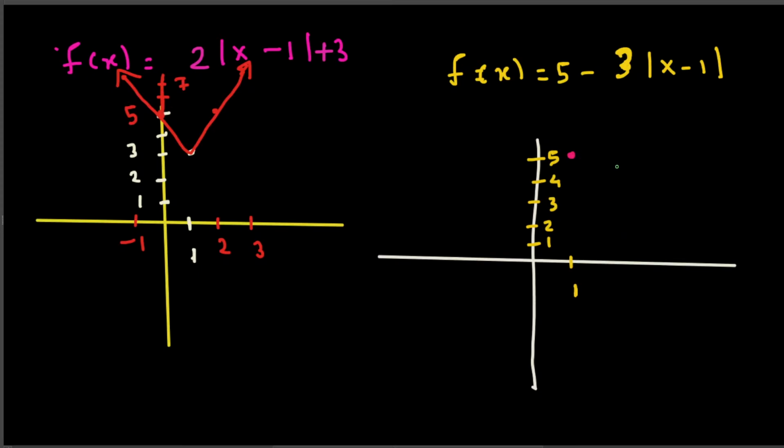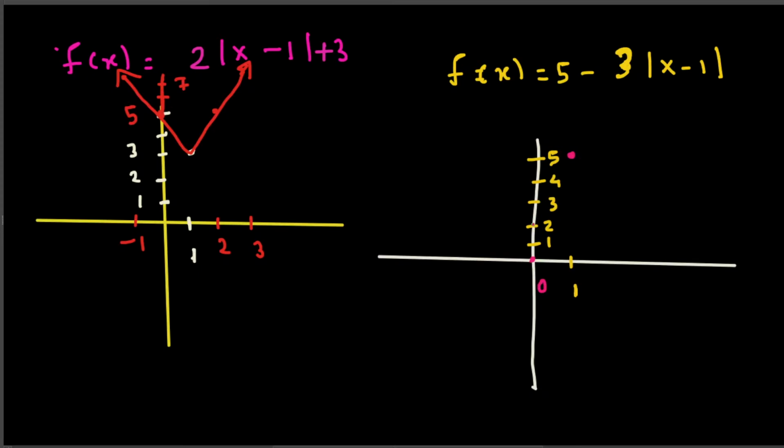Also, this is going to be opening down because there's a negative in front of this absolute value function. So it's going to go down, and the slope is 3. Slope is what? Rise over run, basically y over x. So if it moves 3 units down, then it goes 1 unit to the right or left. So when x is equal to 0, that is 1 unit on the x-axis, it's going to go 3 units down. So 5 minus 3, that's 2.